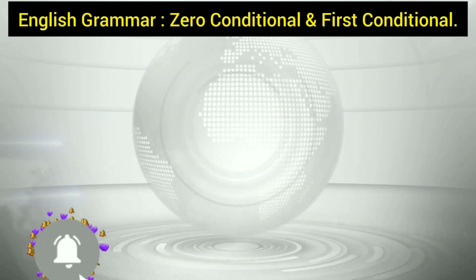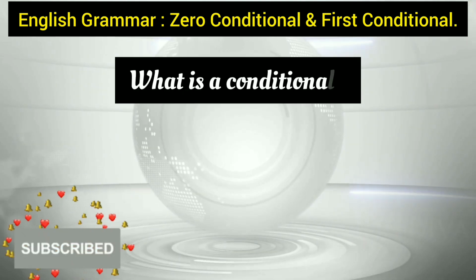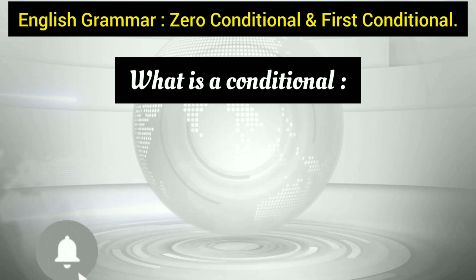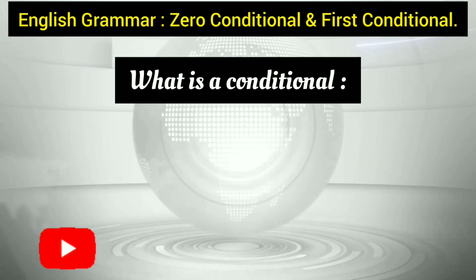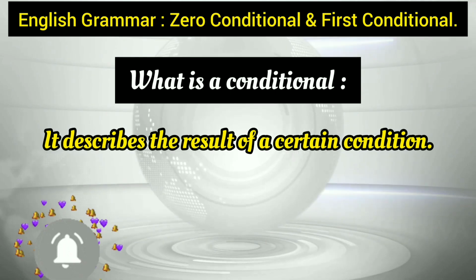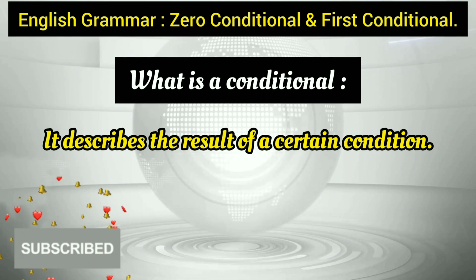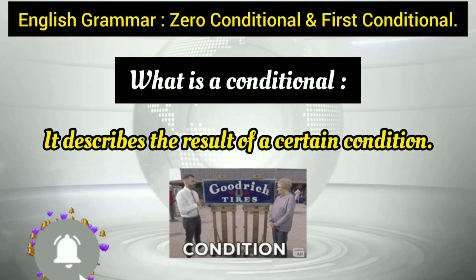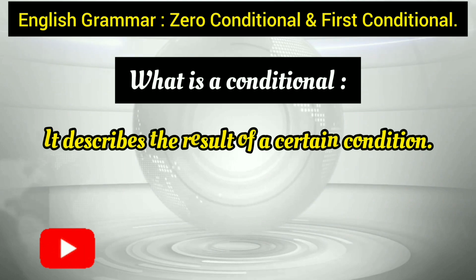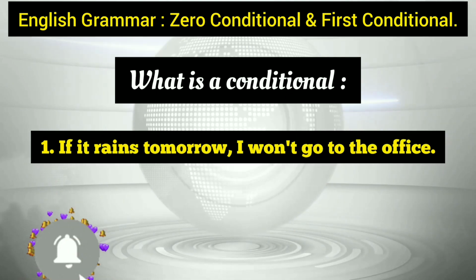Before I go ahead, let me first of all clarify what exactly is a conditional. As you see on your screen, what is a conditional? A conditional is very important because it describes the result of a certain condition. So we use conditionals to describe the result of a particular condition that is given. Let me show you the first example. If it rains tomorrow, I won't go to the office.